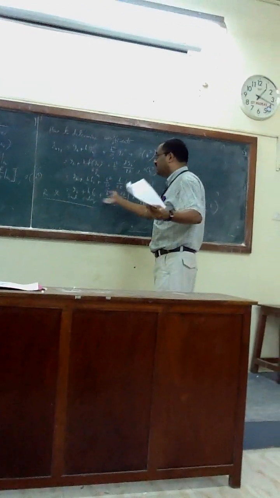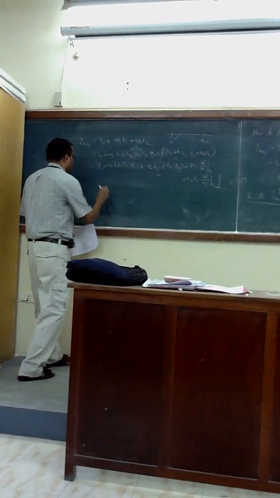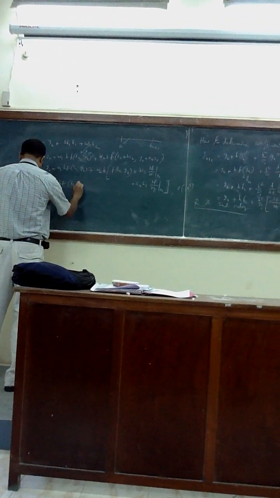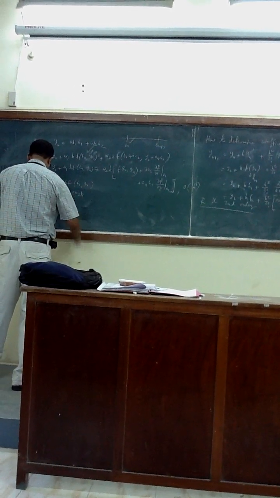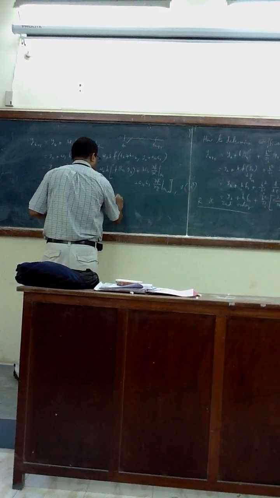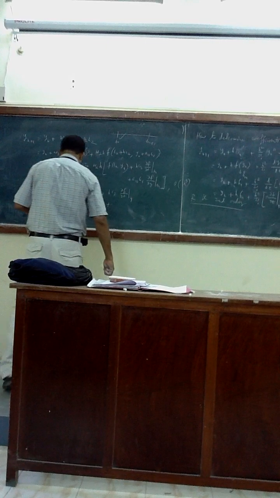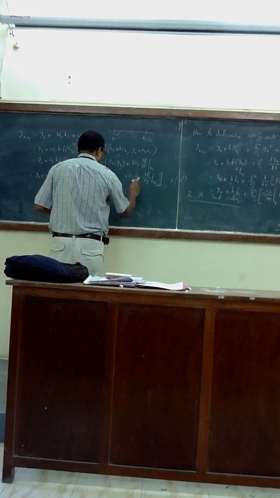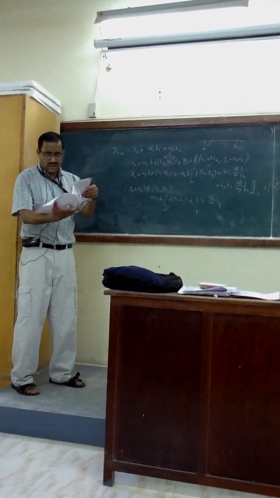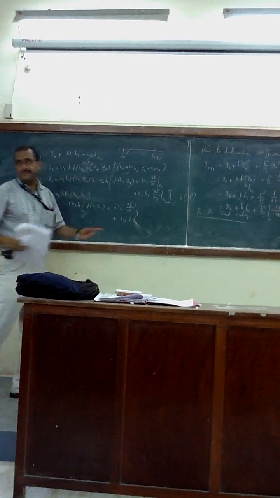y_n + w1 h f(t_n, y_n) + w2 h [f(t_n, y_n) + h c2 ∂f/∂t + ...]. What is k1? You remember what is k1? k1 is h f_n, and a21 h f_n, am I correct? ∂f/∂y_n. Any confusion? This is equation number 2.